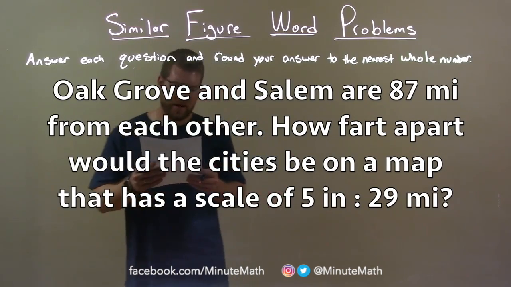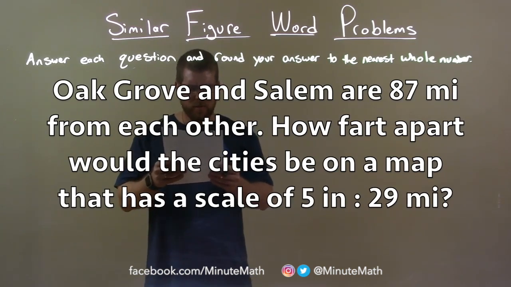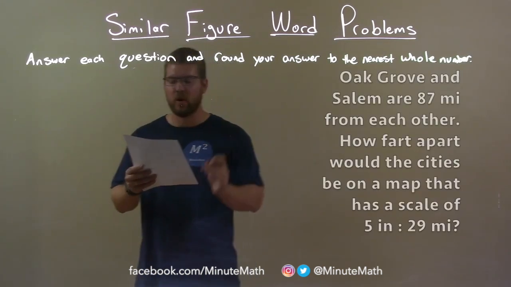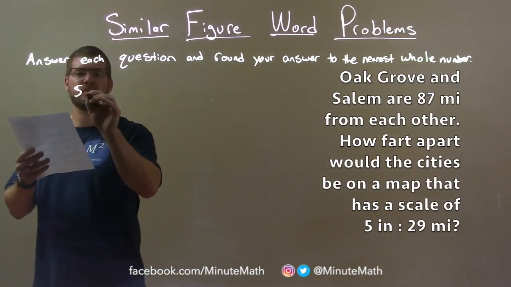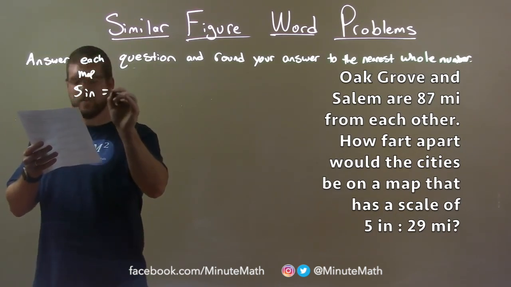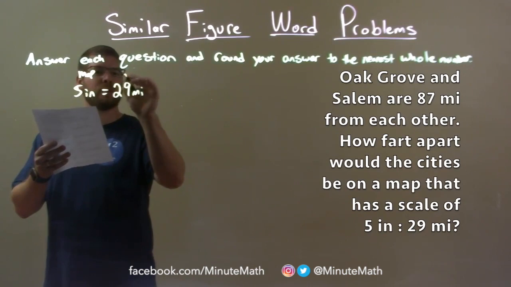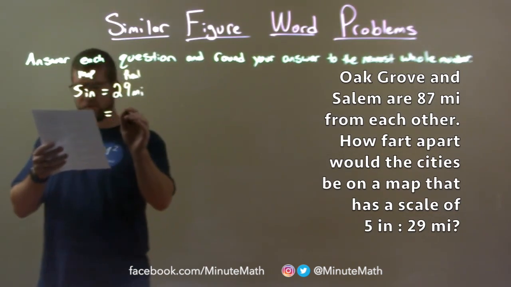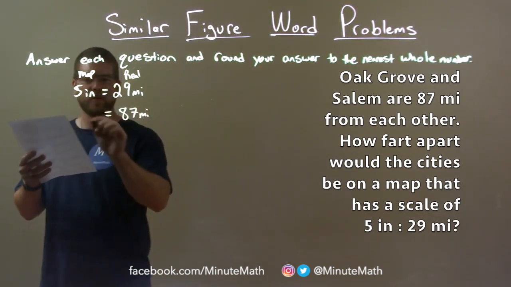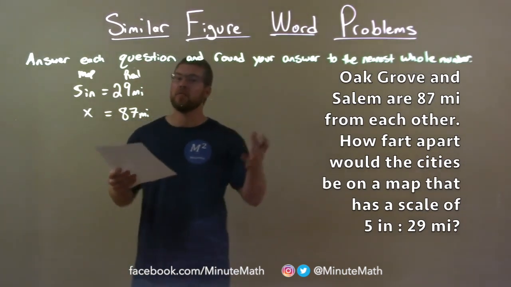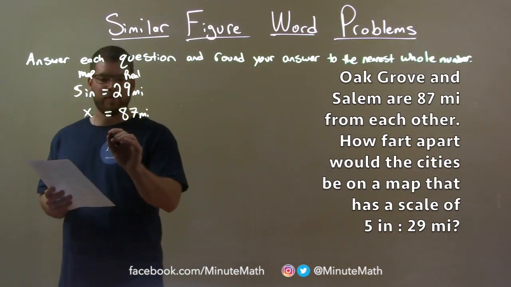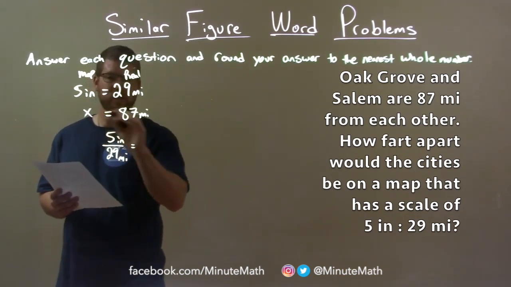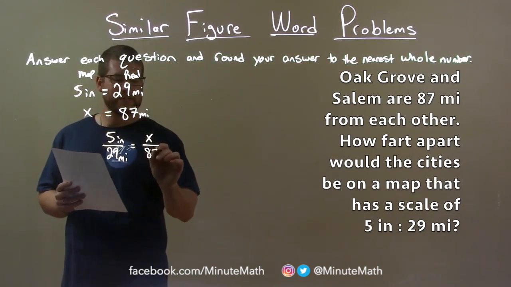Oak Grove and Salem are 87 miles from each other. How far apart would the cities be on a map that has a scale of 5 inches to 29 miles? So first thing is that scale. We know it's 5 inches on the map is equal to 29 miles in real life. They told us that our two towns are 87 miles from each other, and we want to find that distance on the map. So let's create a proportion. 5 inches over 29 miles is equal to x inches on the map over 87 miles.